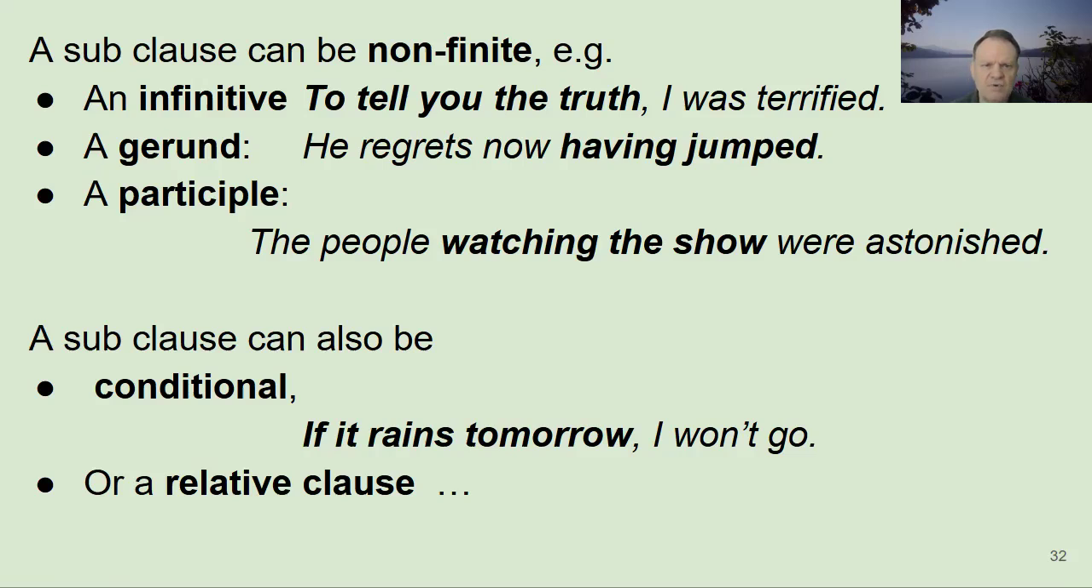A participle: the people watching the show were astonished. It's a bit confusing. So it's gerunds and participles. Present participles look like the verb plus ing, but they have different functions. A subclause can also be conditional, for example, if it rains tomorrow, I won't go, or a relative clause.